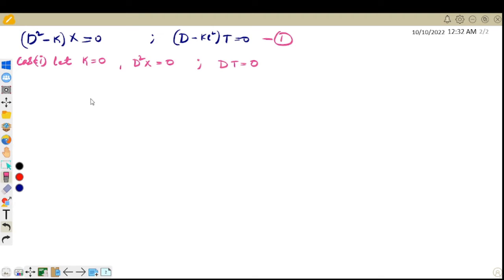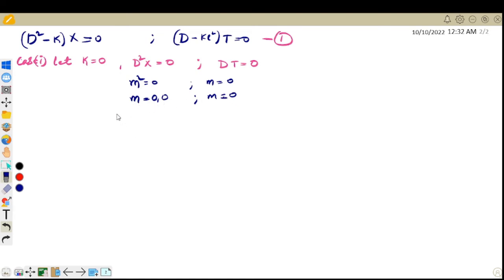Further, what are the auxiliary equations here? M square equal to 0. Here m equal to 0. M square equal to 0 means 0 and 0 are the roots. Again here m is equal to 0.